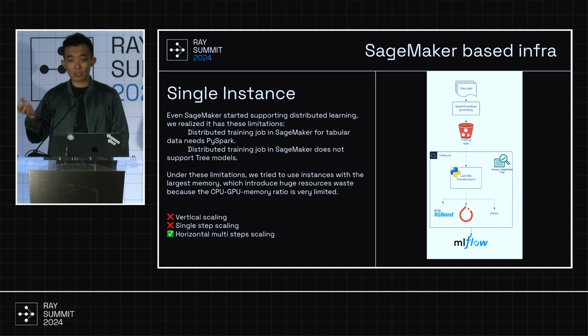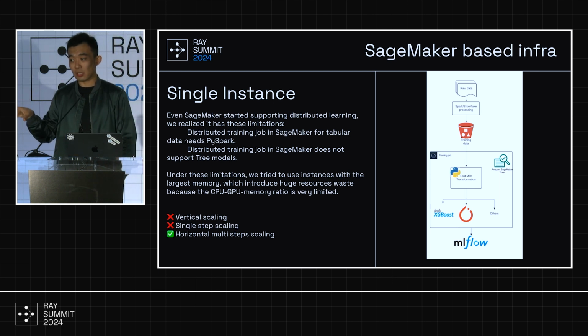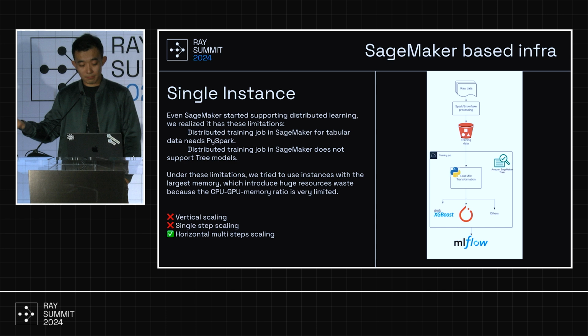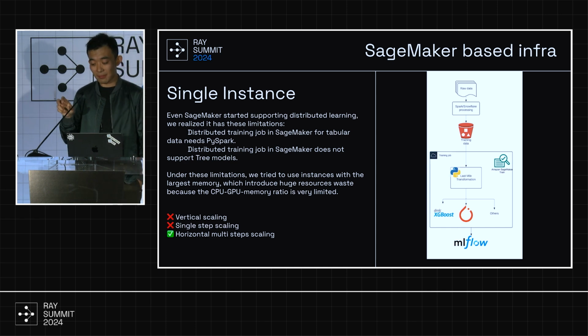So that means you need to build two things. First is PySpark to process your data, and then dump it somewhere, and then pick it up with a machine learning model like PyTorch. That's not a single step. It's a multi-step scaling.